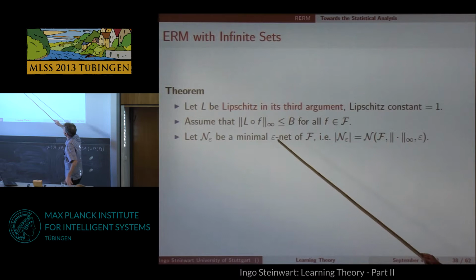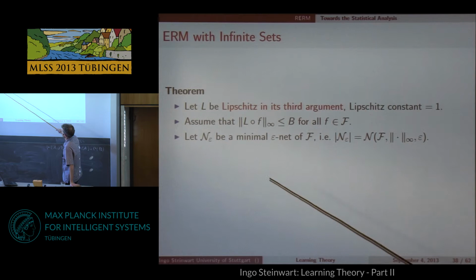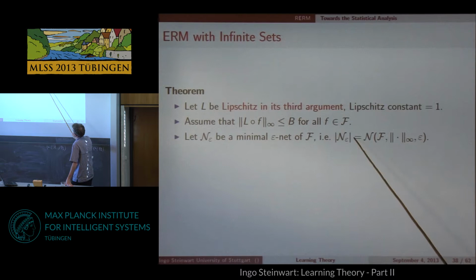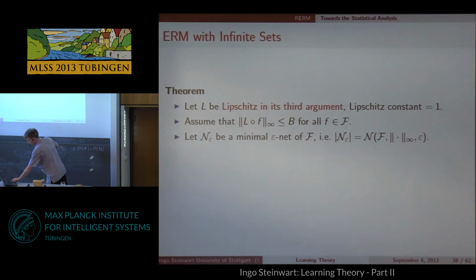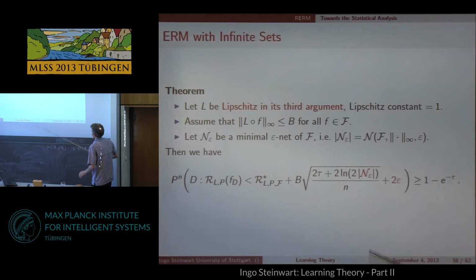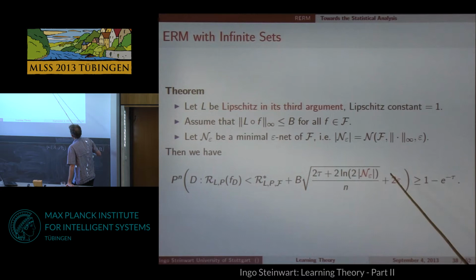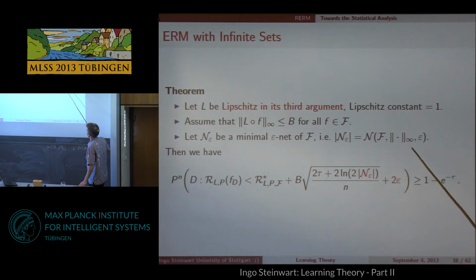Okay, so we assume again that we have a bound, and also we assume that we have a minimal epsilon net of F, so that the size of this minimal epsilon net is just this quantity here. And then we have seen on the previous slide that we actually have this kind of inequality. What remains to be done is we need to estimate this right-hand side, we have to optimize with respect to epsilon. But this can only be done if we make assumptions on the behavior of this. Yes, please.